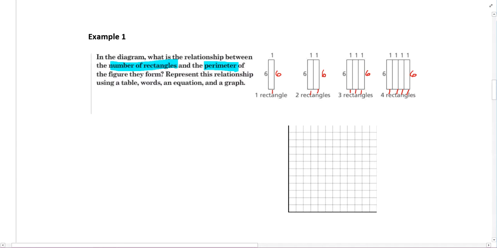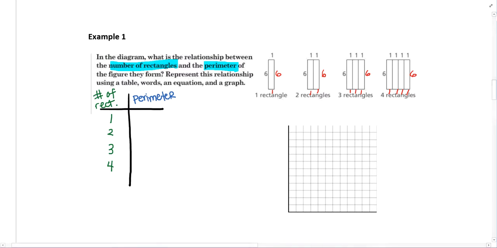Okay, so let's make a T-table just like we were doing before. On the left, let's put number of rectangles. Abbreviate that. And then on the other side, let's put the perimeter. I'm choosing to make the number of rectangles my independent variable because the perimeter is going to change depending on how many rectangles we have. How many rectangles we have does not depend on the perimeter. So the number of rectangles we have in this picture is 1, 2, 3, and 4.